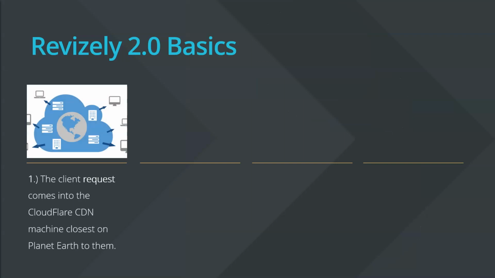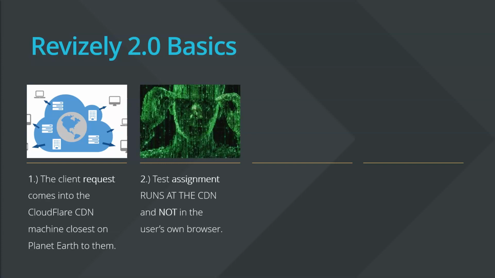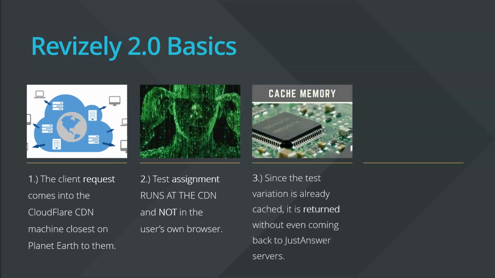So the basics of what we do: the client request comes into the Cloudflare CDN, the machine closest to them on planet Earth. Our deployed code at that CDN location runs. So it's not running in the user's browser anymore. The experiment code is basically a cookie reader, writer and a router. It looks to see whether you're eligible for an experiment based off a JSON rule set we deploy, assigns it to the user, or writes a cookie in our case, and then serves the version from cache. The user just gets that and goes down a route.